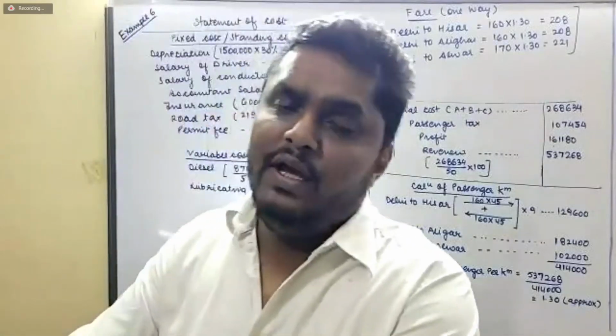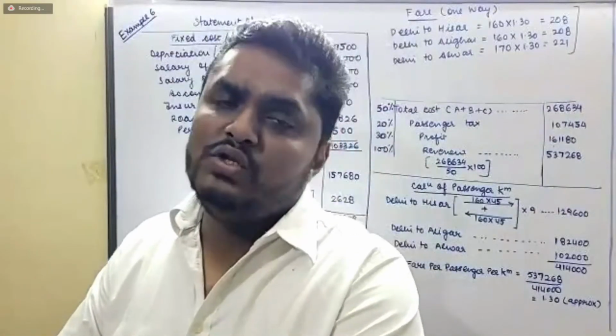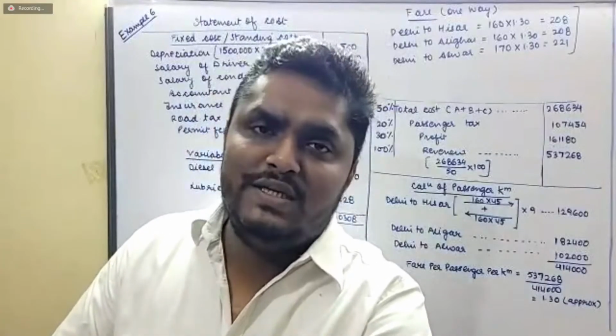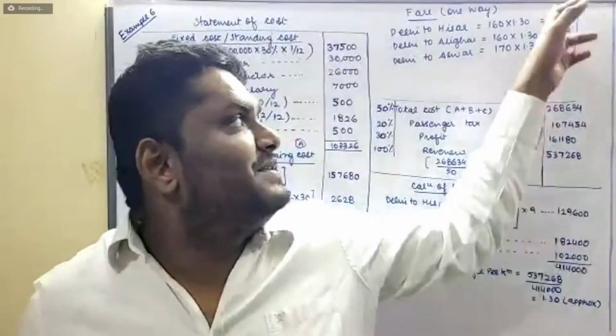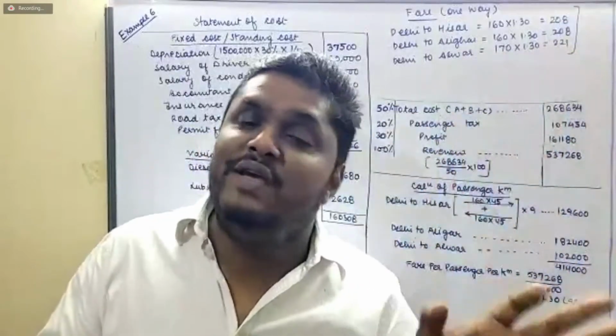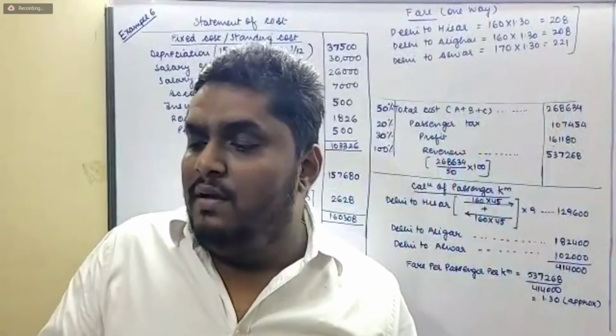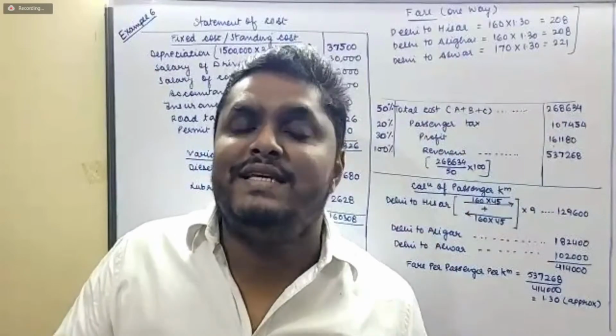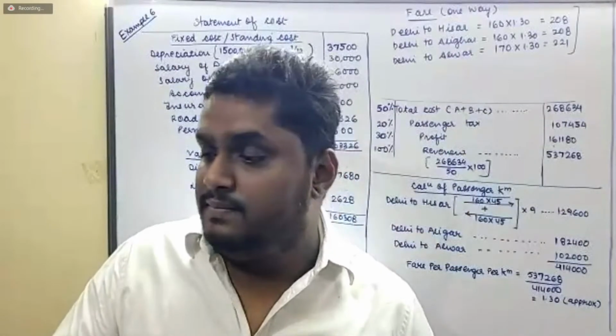It's up to you, Shreya. You can prepare it per month also, and you can prepare it per year also. Both the approaches are correct. The main point is this answer, that is 208, 208, and 221. These figures should be correct. But in my opinion, follow the easiest way to solve the question.